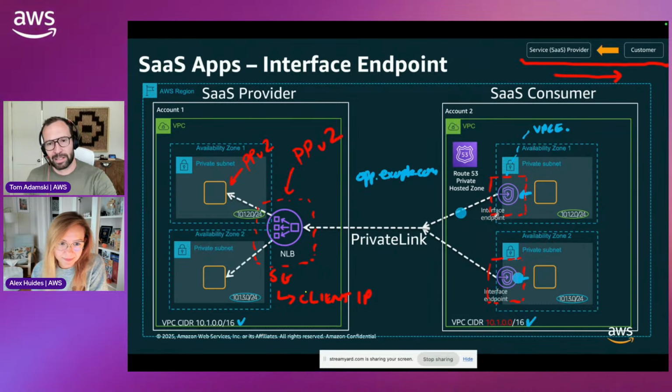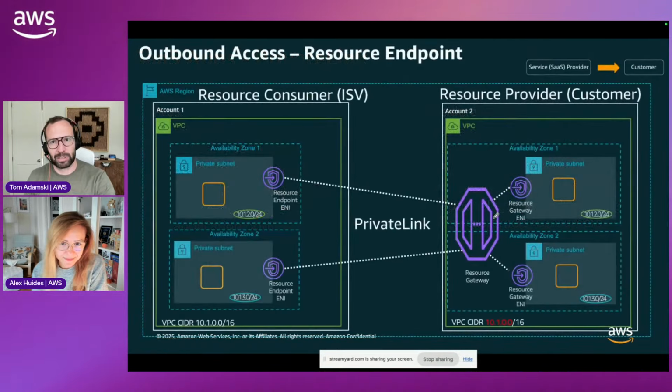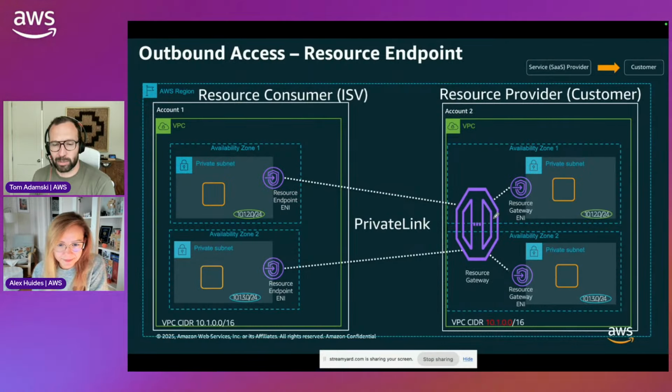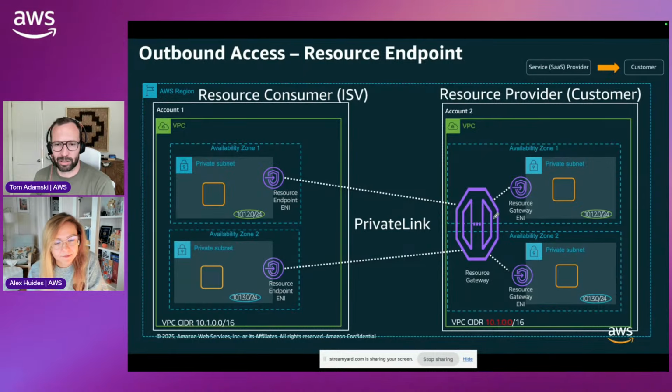So that's where we came with some of the new launches from last re:Invent, resource endpoint, and then Lattice. And we'll have a discussion of when to use which one and what they do. But the resource endpoint has fewer components, so it might be the easier one to start with, and then we can talk about the one that's probably the more flexible option.